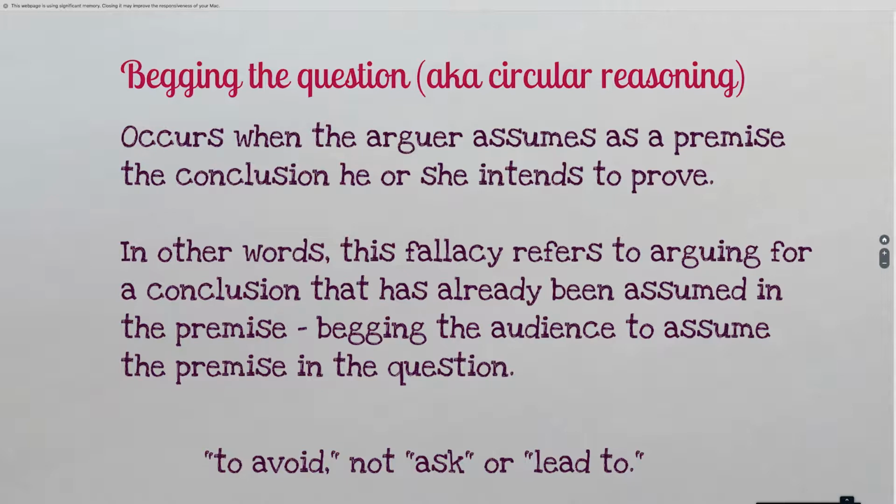This occurs when an arguer assumes as a premise the conclusion that he or she intends to prove. In other words, they're arguing for a conclusion, but the conclusion has already been assumed in that. If someone's engaged in circular reasoning, that means that they've already taken the point they're trying to prove as part of the premise for things.